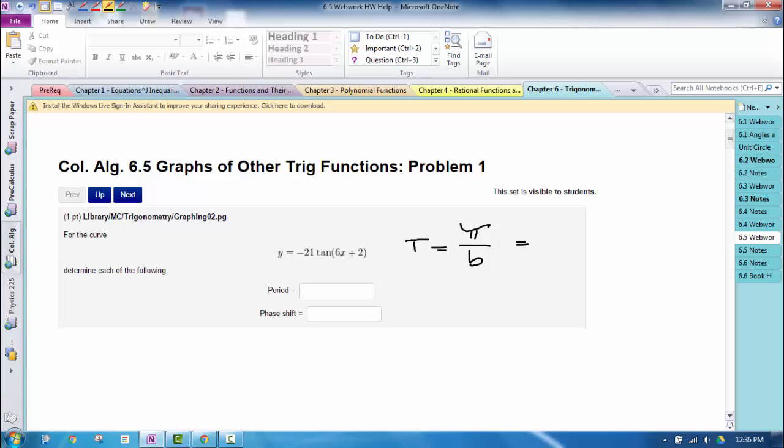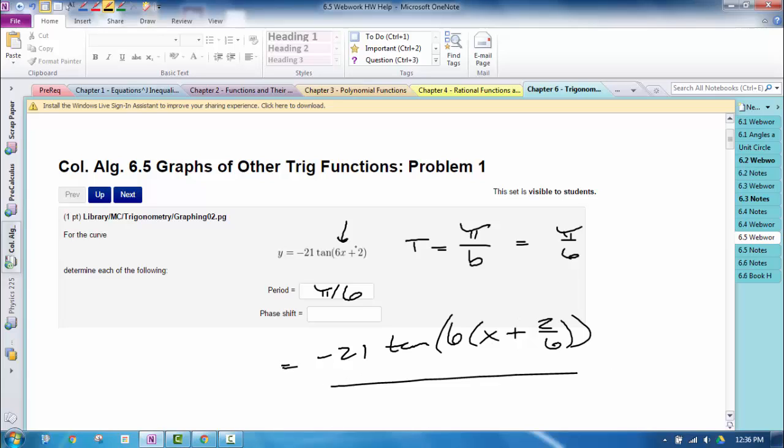And we can then know that b is 6 right here. So we're going to do pi over 6 for the period. Now, the phase shift, I actually have to rewrite this. So what I'm going to do is factor out a 6 from the front of this. I'm going to write this as the tangent of 6 times x plus, this would be 2 over 6 right here, so that if I distributed the 6, I'd get back to the 2. And I still have the negative 21. So I rewrote this by factoring out a 6 from both of these two terms.